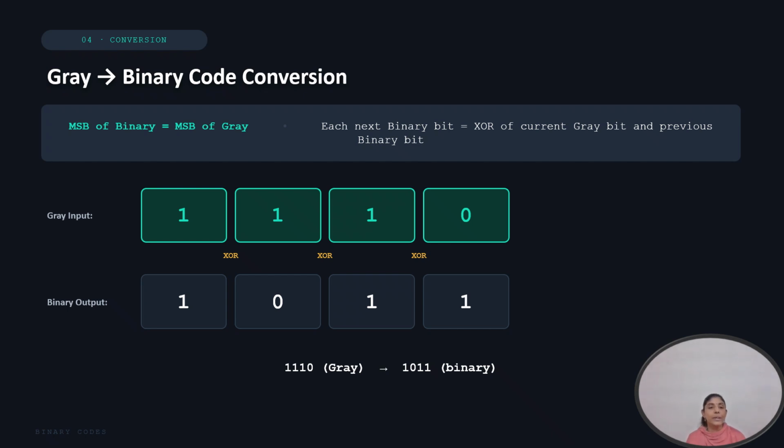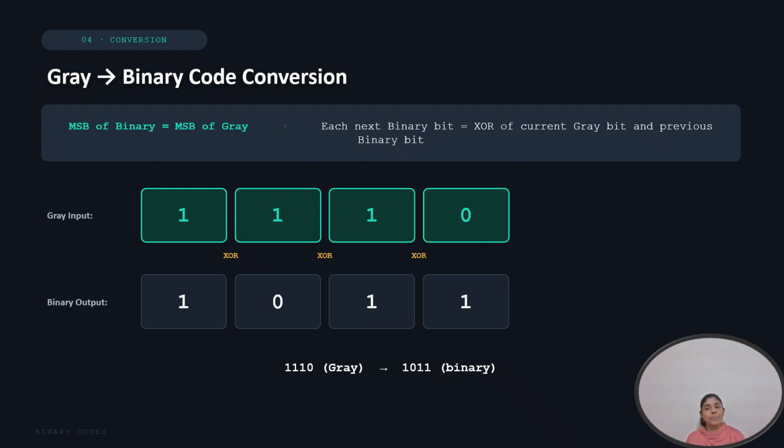For binary to gray conversion, you have to use an XOR gate. For gray to binary conversion, you also have to use an XOR gate. Okay, right? Everywhere you have to use only the XOR gate. So what is the gray value I have given? 1110, right? Always remember the rule: the MSB of binary is equal to the MSB of gray. So gray input is 1, binary output is also 1.